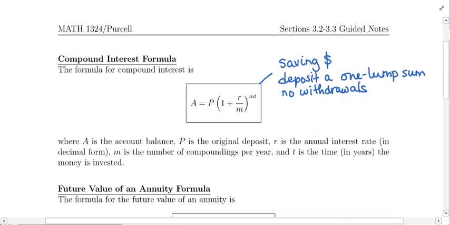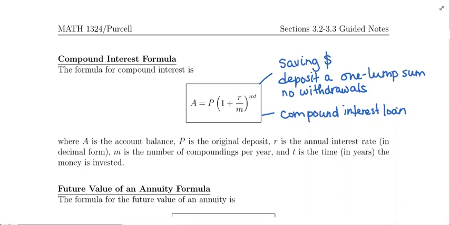You can also use this for a compound interest loan. We talked about that when we went through example 5. We saw an example with a loan. So you could use it for a compound interest loan. Again, you would be borrowing money where the interest is compounded. And again, you're borrowing one lump sum of money. That's what makes this compound interest.